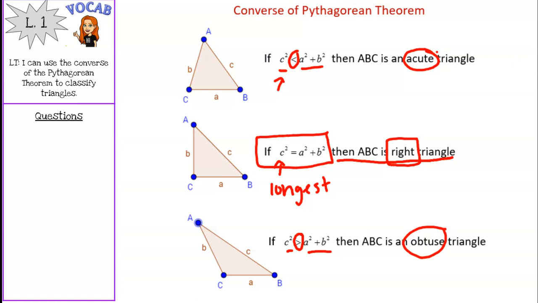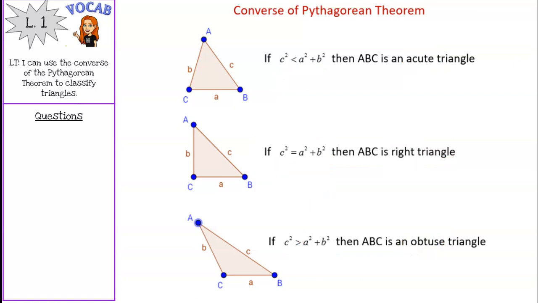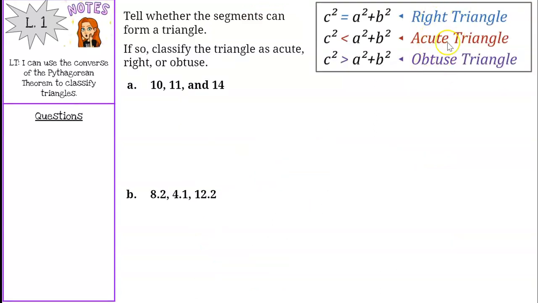So let's practice this. There's a little reminder up here in the corner for you. Tell whether the segments can form a triangle. If so, classify the triangle as acute, right, or obtuse. The first thing we have to check is if it can make a triangle. So we add the two smallest sides together. 10 plus 11 equals 21. Make sure it's bigger than the largest side. 21 is greater than 14. So yes, it can make a triangle.